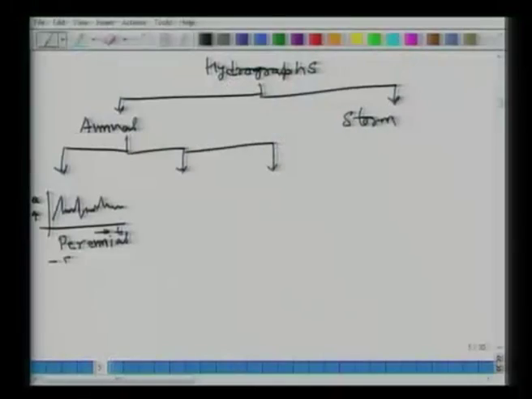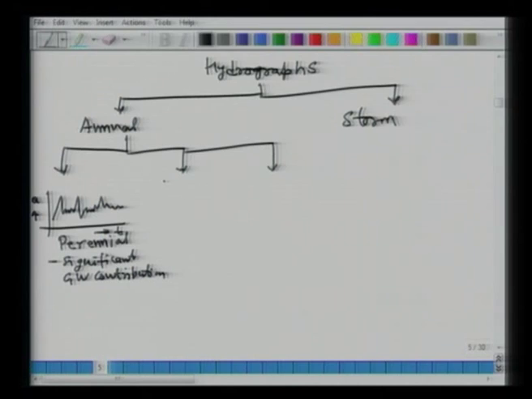Where is this water coming from in the river? It is mainly from the base flow. So, it has significant base flow or groundwater contribution, okay, in the perennial rivers or in perennial hydrographs.